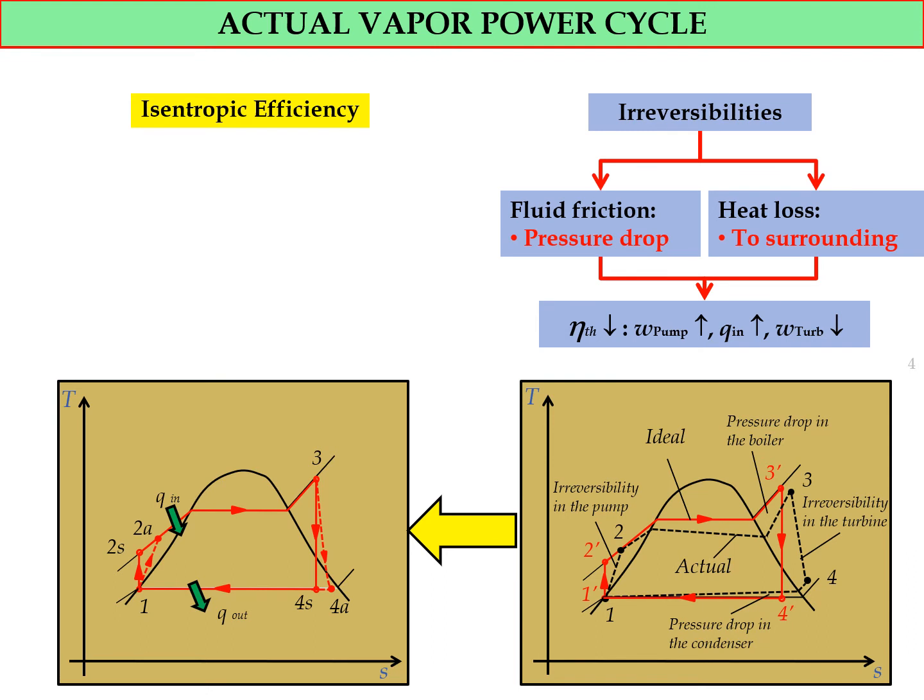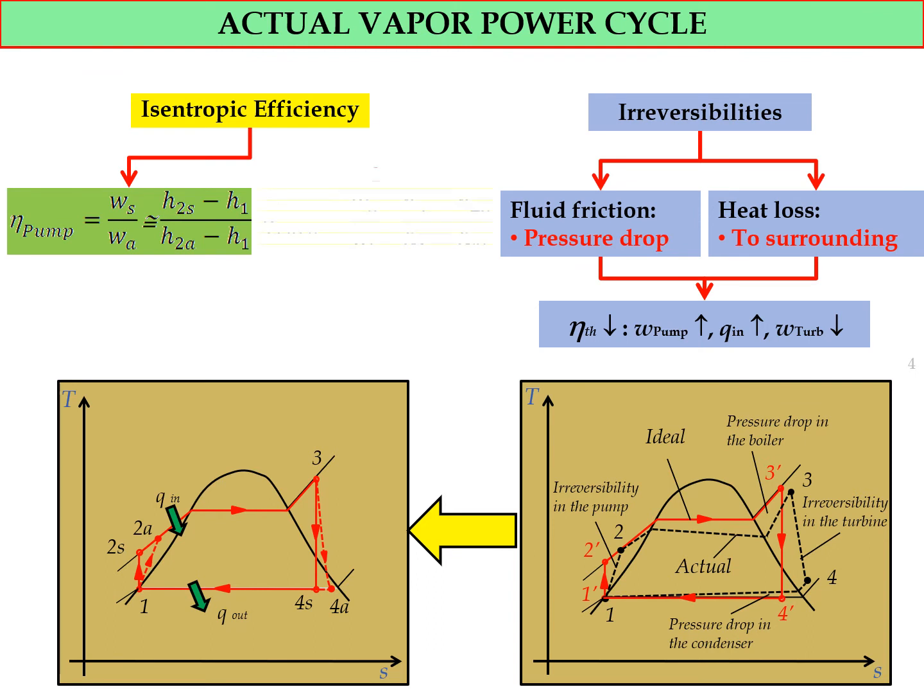We can calculate the isentropic efficiency of the pump from this equation, which is equal to Ws divided by Wa, and it is also equal to H2S minus H1 divided by H2A minus H1. H2S is the enthalpy at the isentropic state, and H2A is the enthalpy for the actual process. We can also calculate the isentropic efficiency of the turbine from this equation. It is equal to Wa divided by Ws, and it is also equal to H3 minus H4A divided by H3 minus H4S.